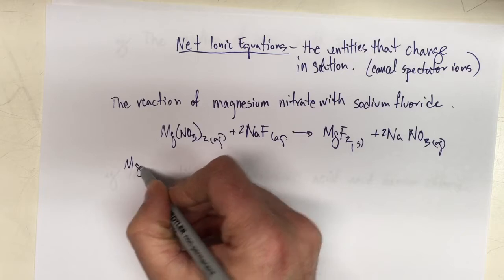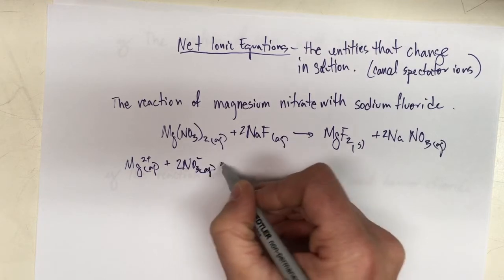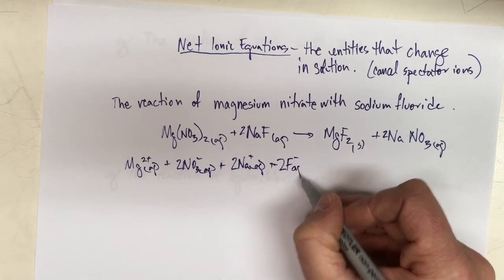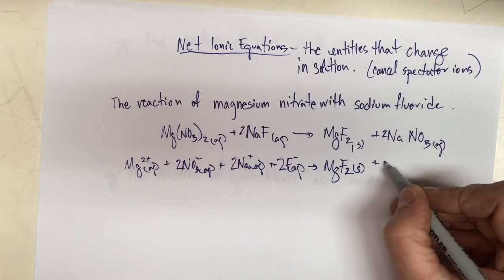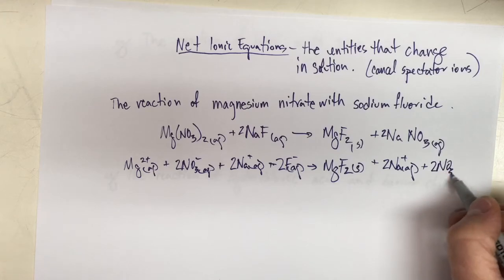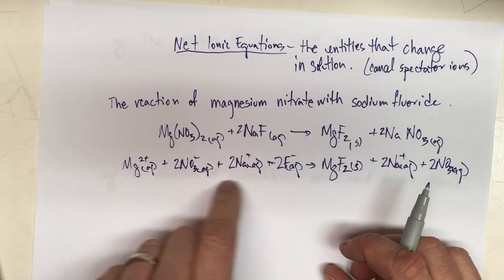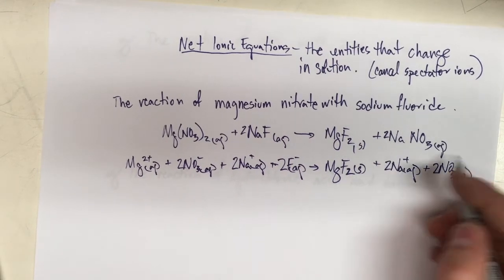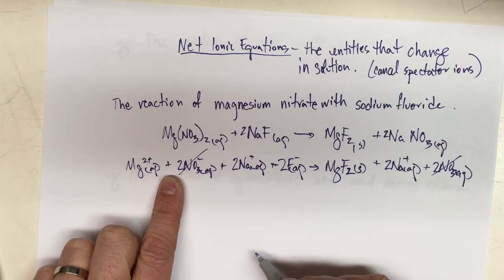So I separate these into the ions. I've got magnesium ions and two nitrate ions, and two sodium ions plus two fluoride ions that are going to form magnesium fluoride, which is a solid entity in water. And then I get two sodium ions, because this is an aqueous ionic compound, and two nitrates. This is sodium fluoride, broke into its ions, so these are both dissociating. This has a low solubility, so almost all of it remains solid, and these are going to be floating around in solution.